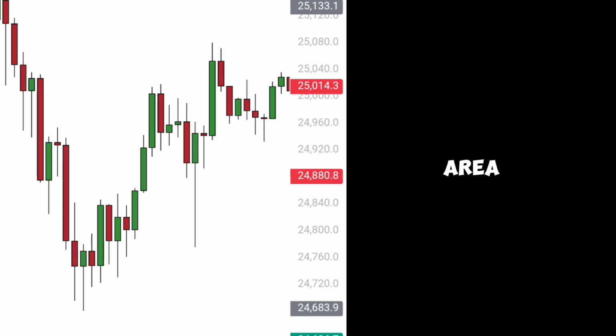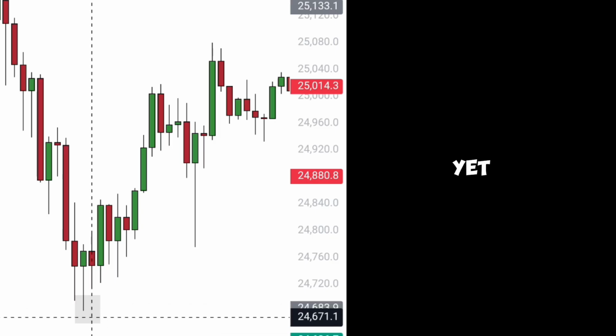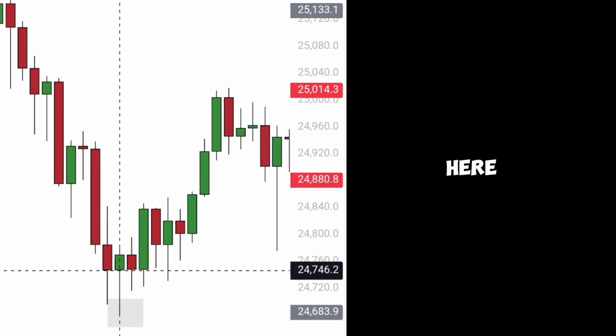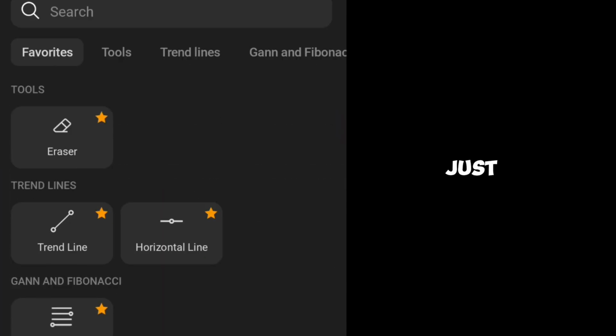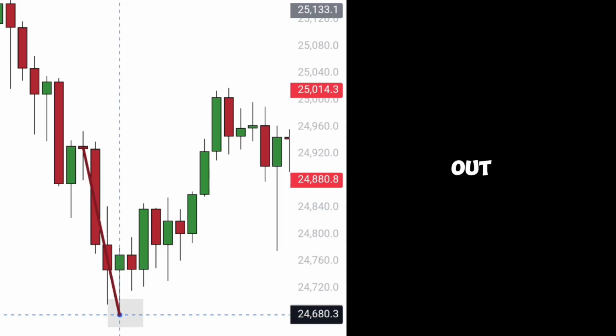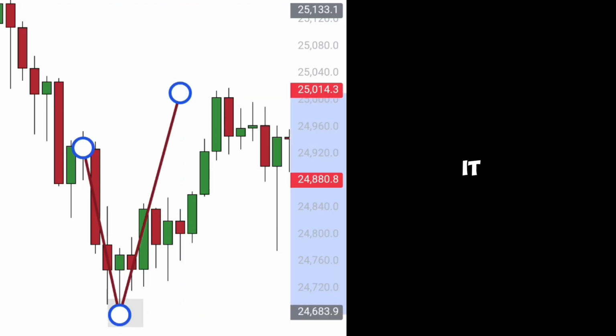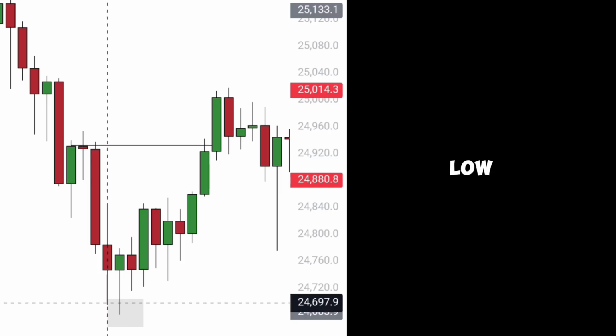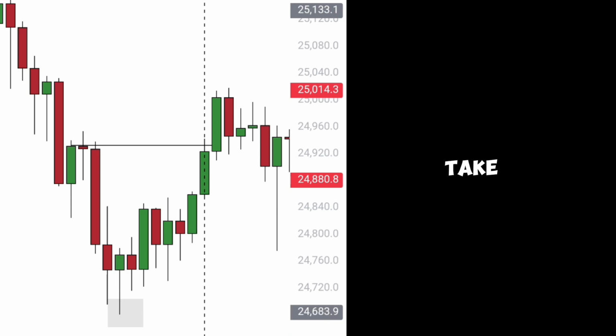So we have this area right here, which is a low, but we cannot confirm that this is a low yet until we see the candles that made the low, which is all of this here, the red candles that form that low, taken out. So the moment it is taken out, which is going to be this, then we can confirm that this area is a low.